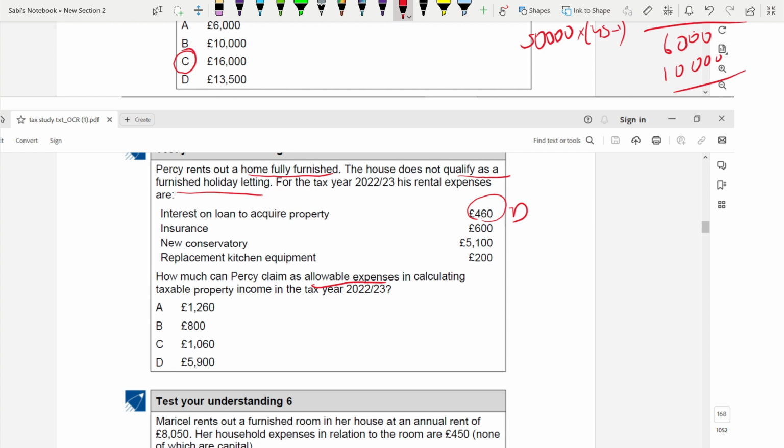What about insurance? Insurance is allowable. 600, you can take. New conservatory? No, it's a capital expenditure. Replacement kitchen equipment, definitely you can take. So it's 600 and 200. 800 is the answer. B is allowable. Okay.